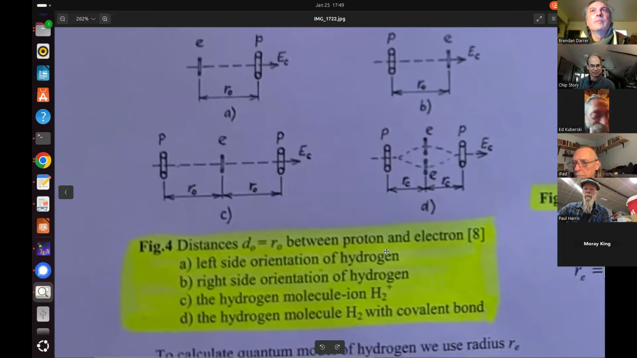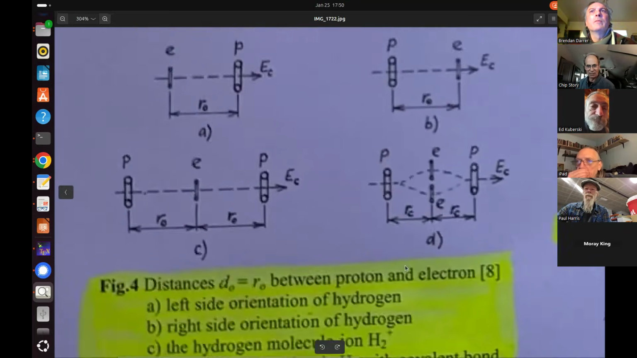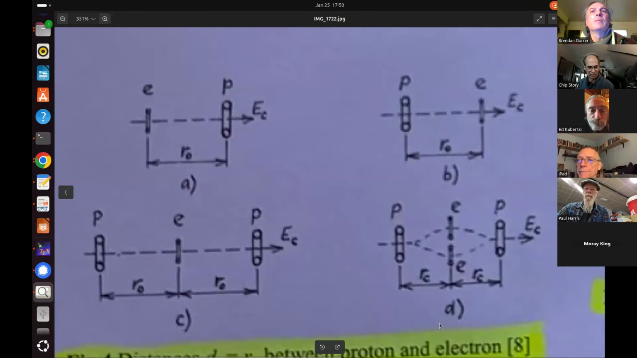Figure 4. We have some distances shown and described, diagrammed out between the protons and electrons. There's a left side orientation, a right side orientation of the hydrogen molecule ion, and a hydrogen molecule H2 with a covalent bond, describing to scale, I presume, those distances between the electron and the proton.